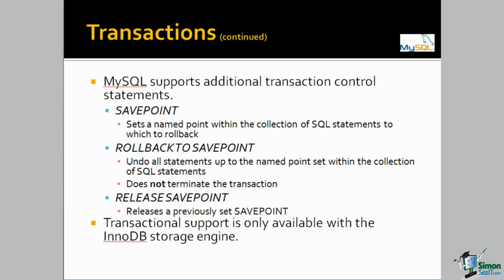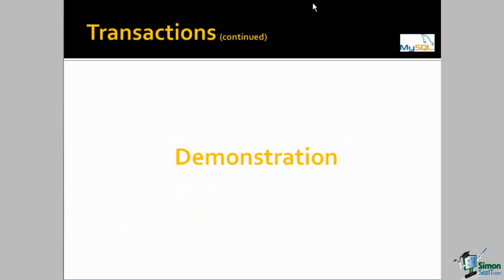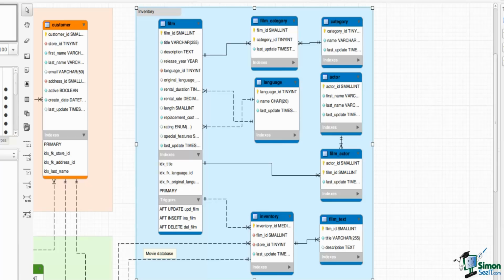Now, it's important to note, as we've said when we discussed the different storage engines, that transactional support is only provided in the InnoDB storage engine. So let's go look at some code. In this demonstration, we're going to talk about transactions. In doing that, we're going to use the Sakila sample database that's available on the MySQL website. Specifically, we're going to use the film table from that sample database.